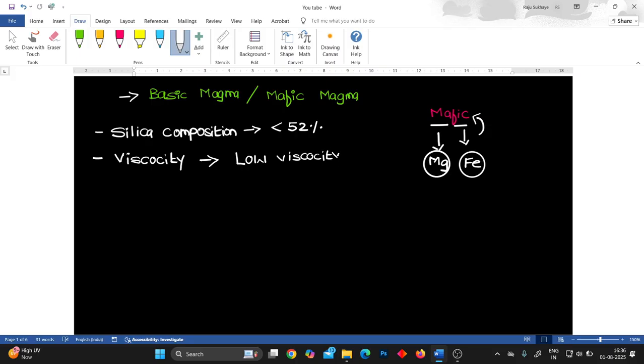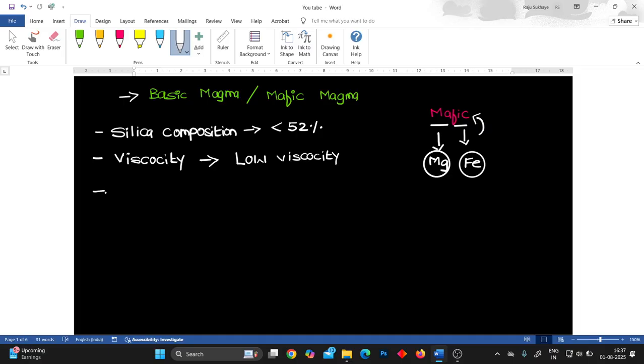Okay, so this basic magma will be having low viscosity. I told you viscosity has a lot to do with silica concentration. If silica concentration is more, like what we have seen in acidic magma, viscosity will be high. If silica concentration is less, like what we are seeing in this case, your viscosity will be low. So basic magma will always have low viscosity.